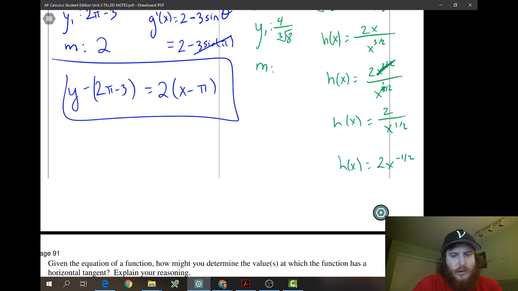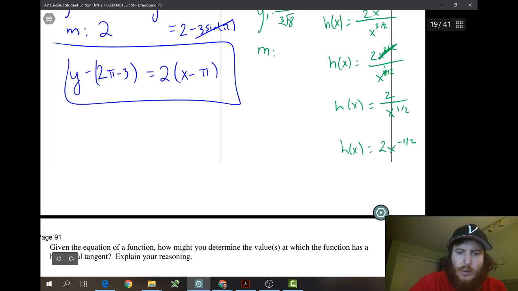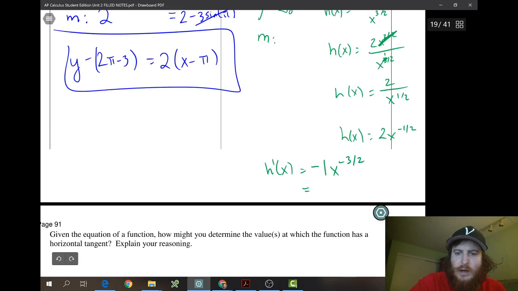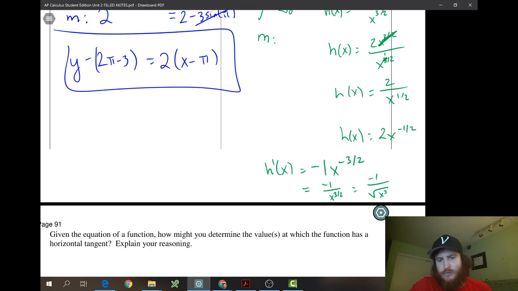Now, all we did was rewrite it. We haven't even taken the derivative. So when we take the derivative, we get -1/2 times 2 is -1, x to the -3/2. Okay, and then we're going to plug in 2, right? Now, before I do that, I'm going to write this as -1 over x to the 3/2. And we can write this as -1 over the square root of x cubed, right? The inside is the 3, and the outside is the 2.